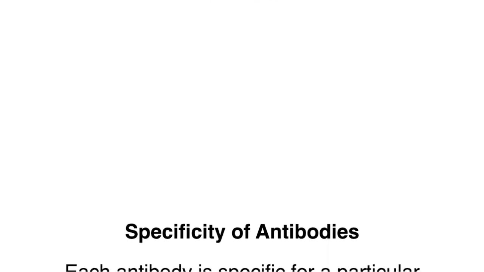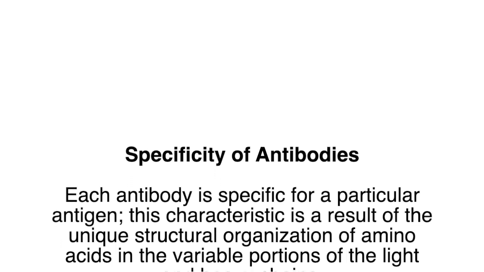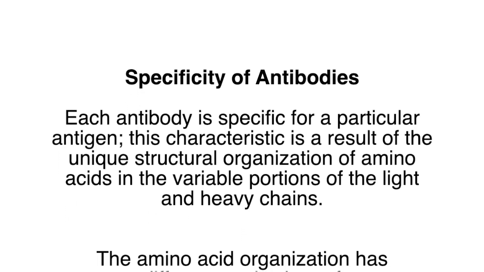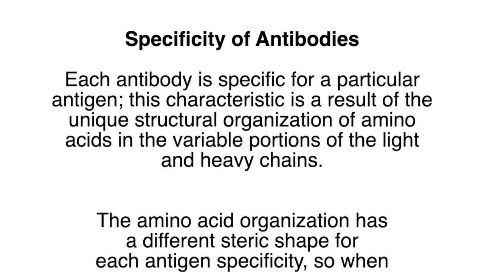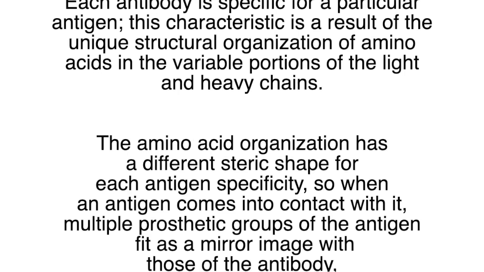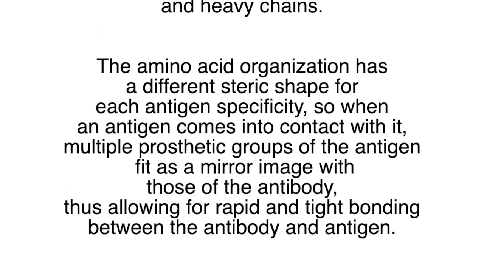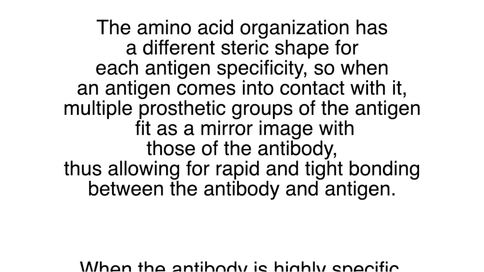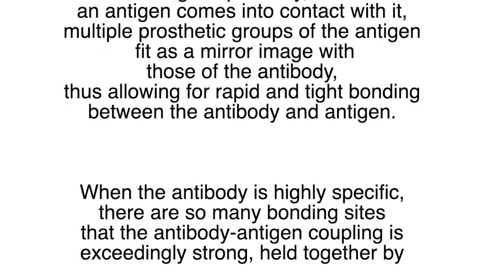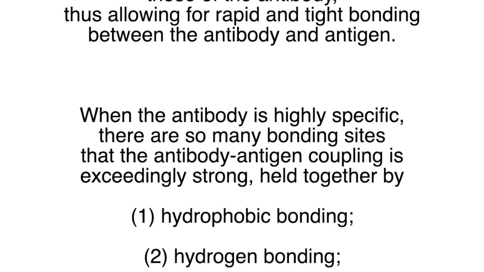Specificity of antibodies. Each antibody is specific for a particular antigen. This characteristic is the result of the unique structural organization of amino acids in the variable portion of the light and heavy chains. The amino acid organization has a different steric shape for each antigen specificity. So, when an antigen comes into contact with it, multiple prosthetic groups of the antigen fit as a mirror image with those of the antibody, thus allowing for rapid and tight bonding between the antibody and antigen.